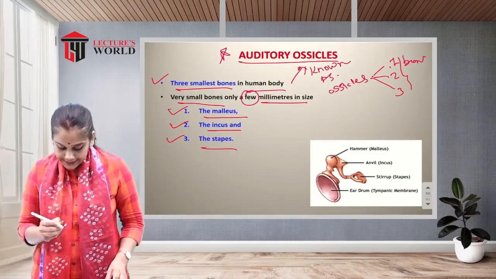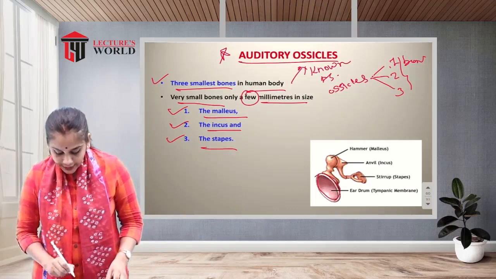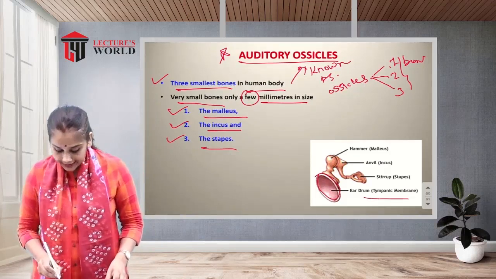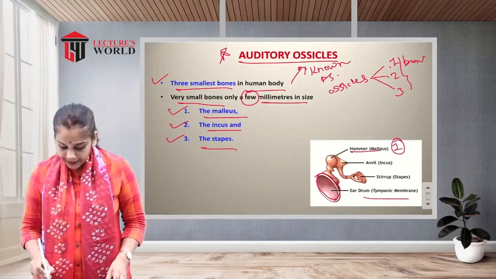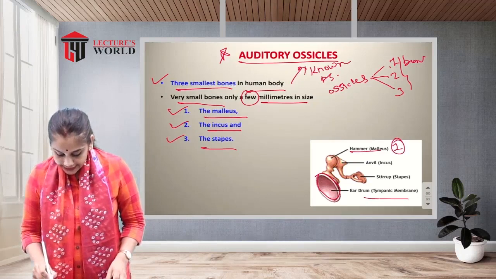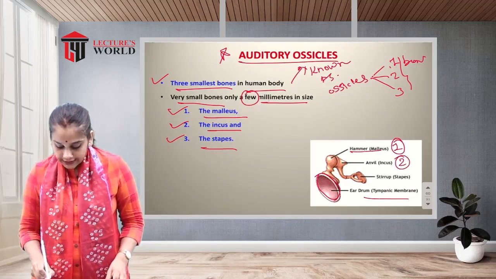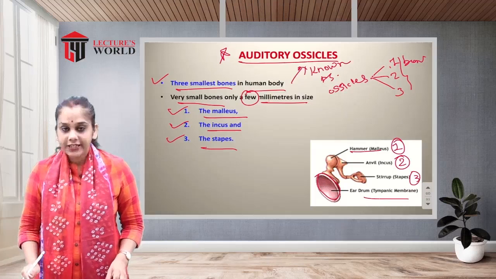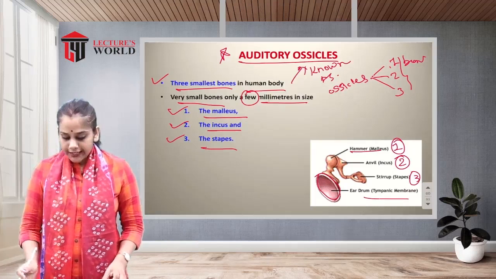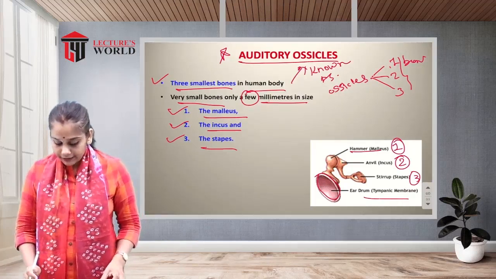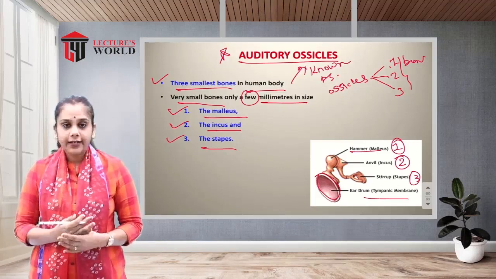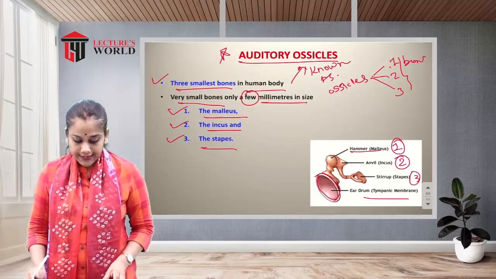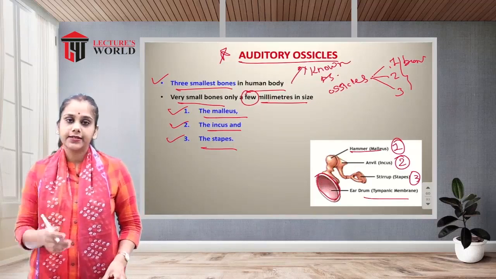You can see in the figure, this is the eardrum, or tympanic membrane. The first one looks like a hammer, so that is the malleus. The second is anvil shaped, that is the incus. The third one is the stapes, which is stirrup shaped. So they are also known as the hammer, anvil and stirrup. These are the three bones of the middle ear: the malleus, incus and stapes.